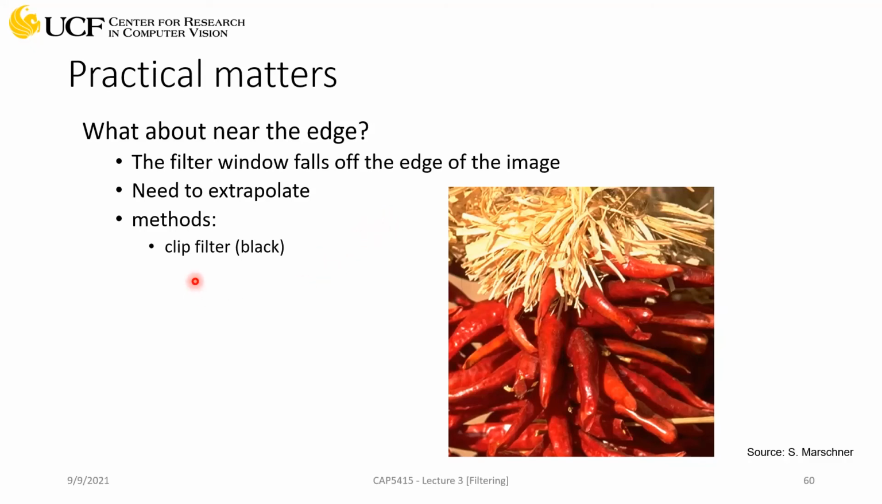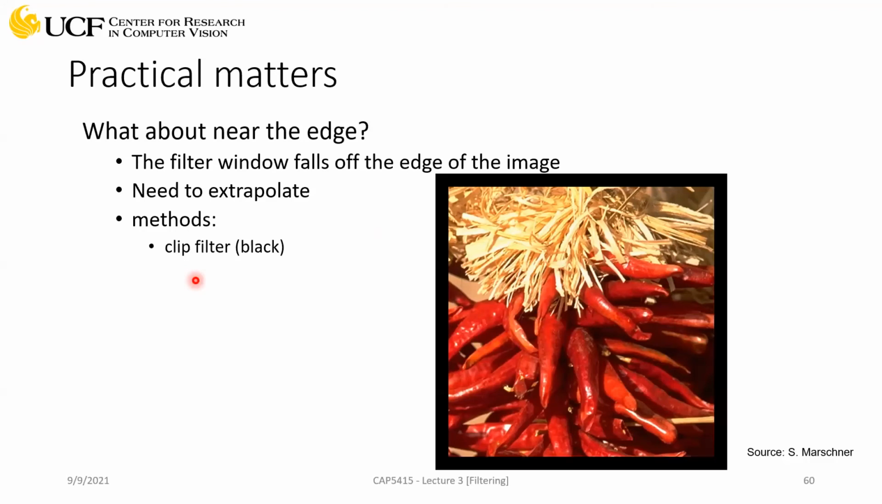The simplest one is we just black it out. We just put 0 values. It will look something like this. You're just putting extra padding, and then you will be able to put your filter at the corners as well. It's just that the values it's picking are all 0.